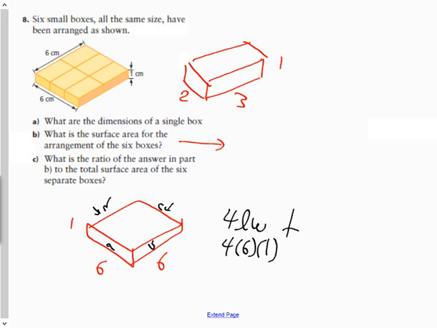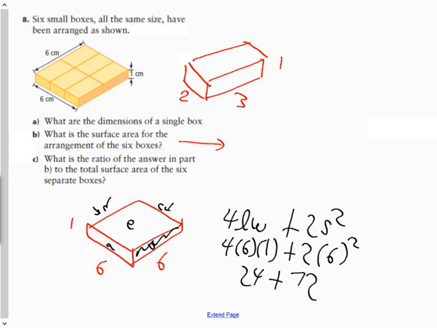Plus, we have a top here of E, and the bottom would be the same. And those are actually squares, so we're going to use side squared, and we have 2 that are 6 squared. Once I solve that out, 4 times 6 times 1 is 24, so those 4 sides here all make 24. Plus the top and bottom are 2 36s, which is 72. And altogether, we would have a total surface area of 96 centimeters squared.